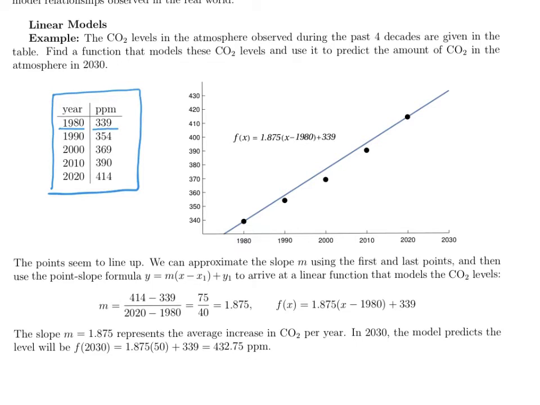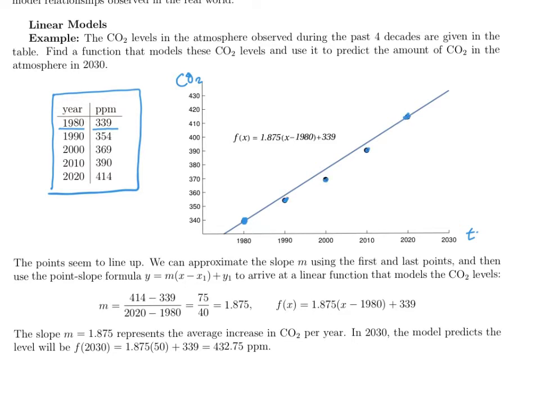And we can plot this point with two axes. On the horizontal axis we have time, and on the vertical axis we have CO2 levels. So this point here, we can plot it on the t-CO2 plane. It goes above 1980 and straight across from 339. And again, we can plot all of the other points.